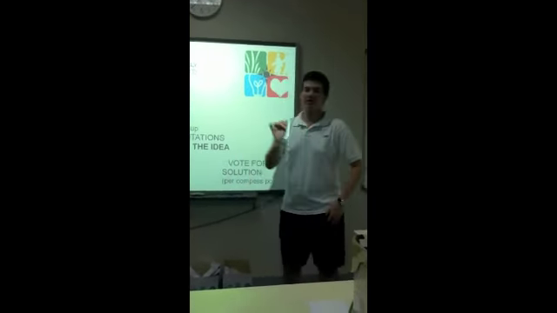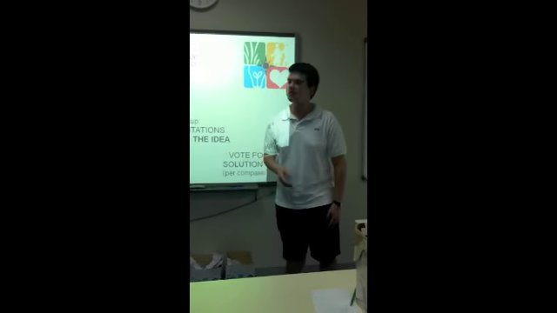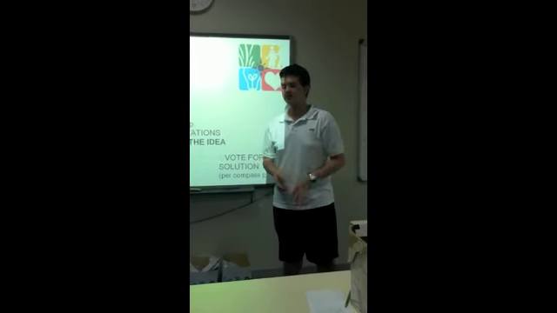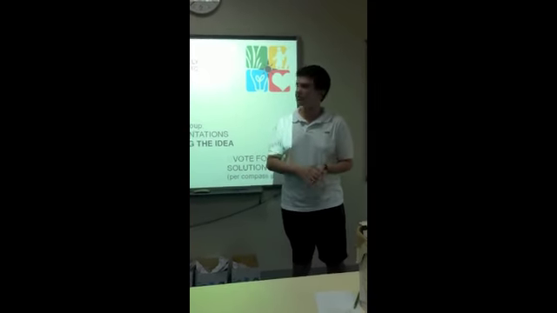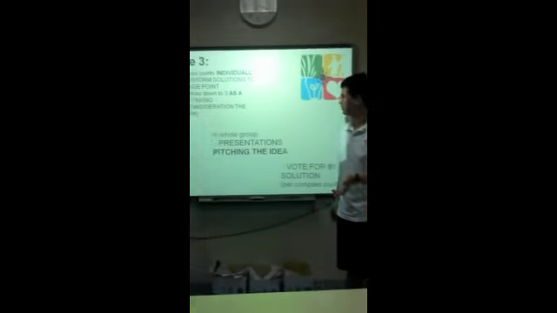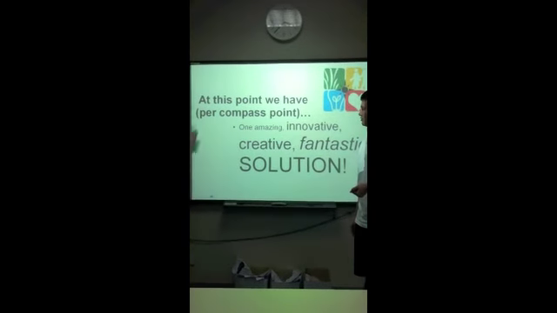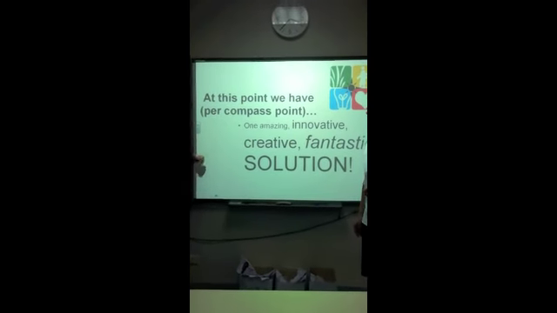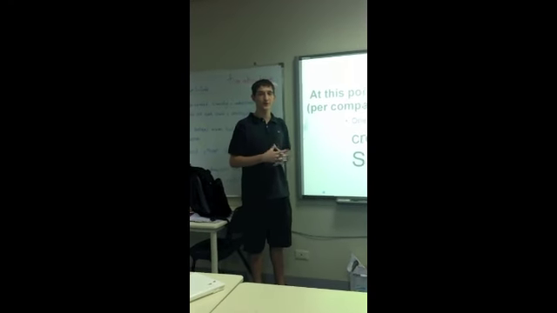So you vote on each compass group's 3 proposed solutions, and so by the end of the day you should have 4 solutions in the entire room, 1 per compass group. This brings us to the end of stage 3, at which point, for each compass point, there is 1 brilliant solution to whatever point you're trying to solve.